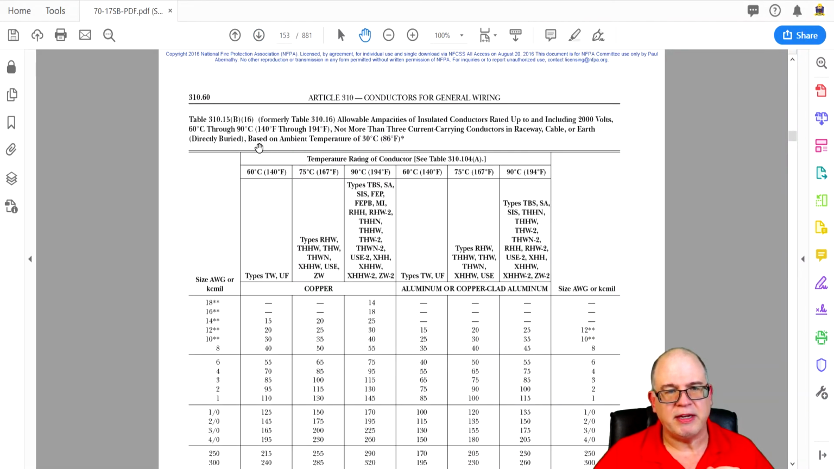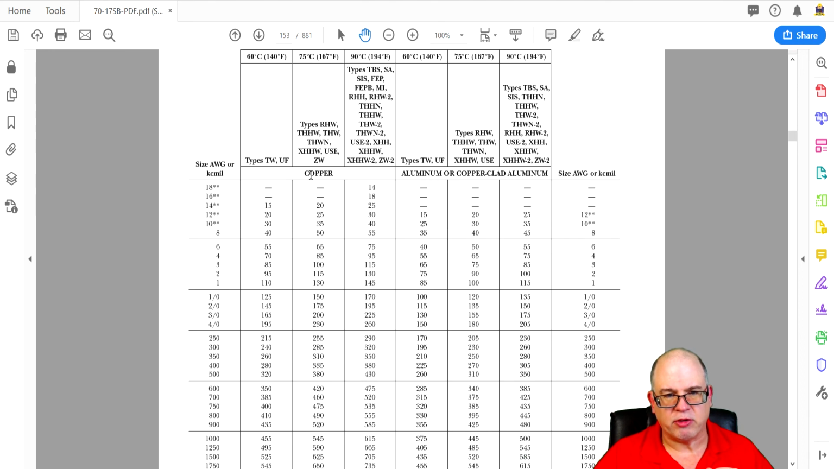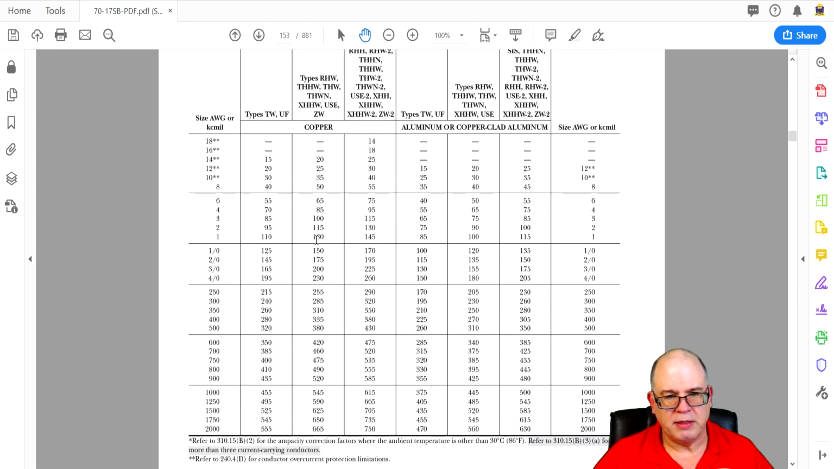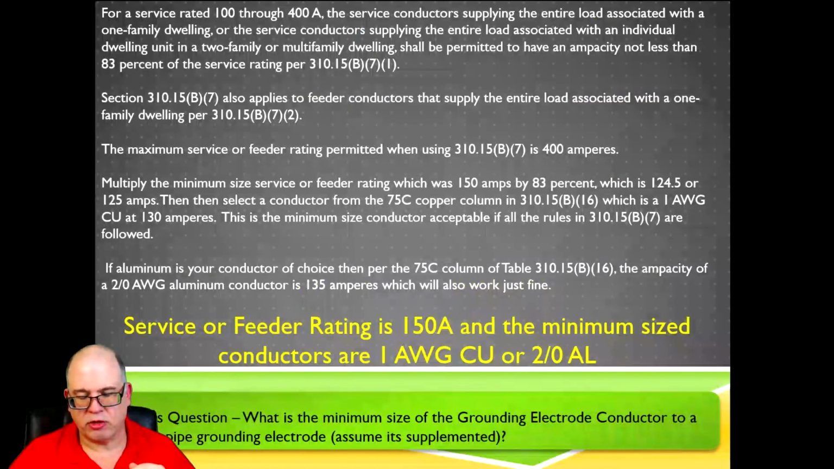All right, so 310.15(B)(16), 75 degree column. We're going to come down. I need something that's going to handle 125 amps. Well, 2 is not going to work right here. So 1 gauge, good for 130. All right. Can a 130 amp rated conductor handle 125 amps? Absolutely. So that's our copper conductor.